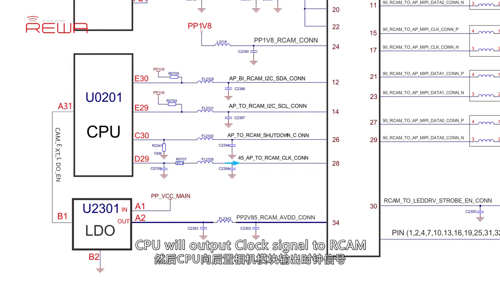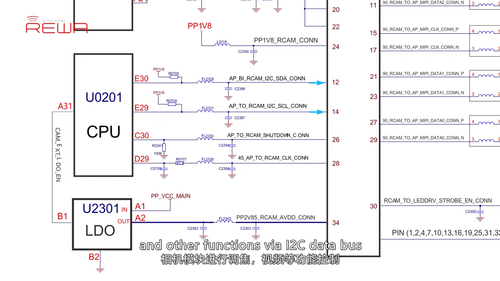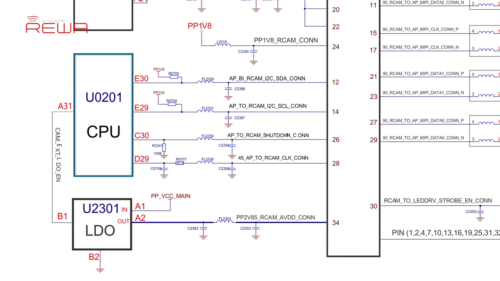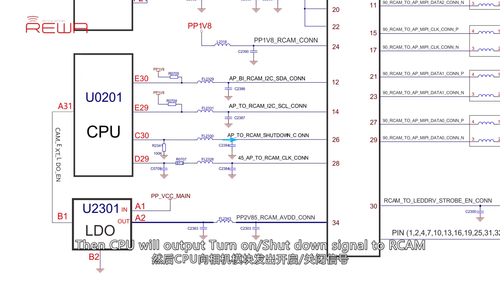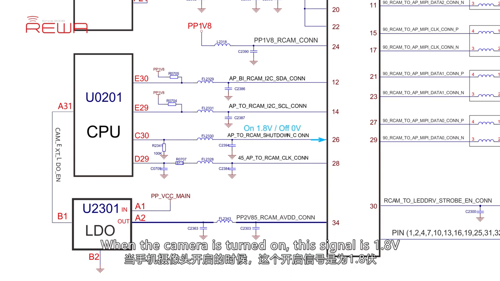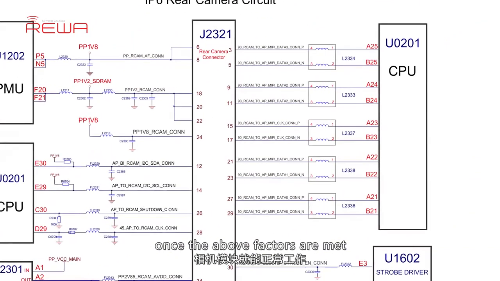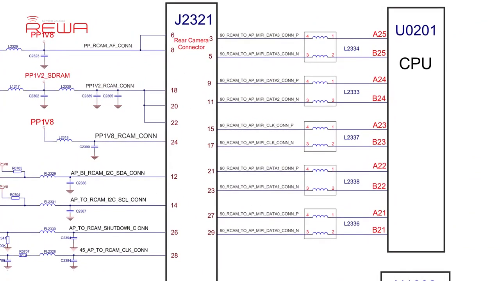CPU will output a clock signal to RCAM and control the focusing, videoing, and other functions via the I2C data bus. Then CPU will output a turn-on, shut-down signal to RCAM. When the camera is turned off, the signal is 0 volt. When the camera is turned on, this signal is 1.8 volts. The rear camera will be operating properly once the above factors are met.